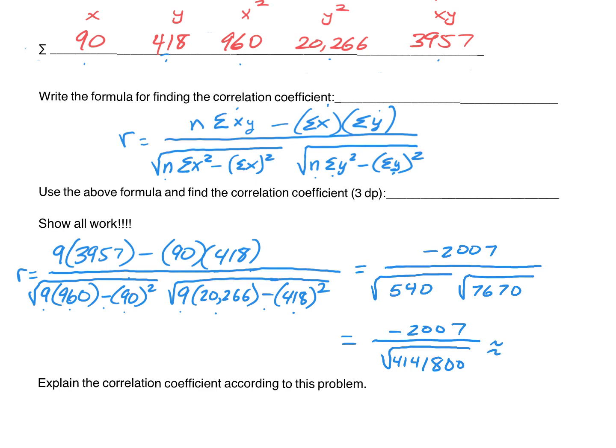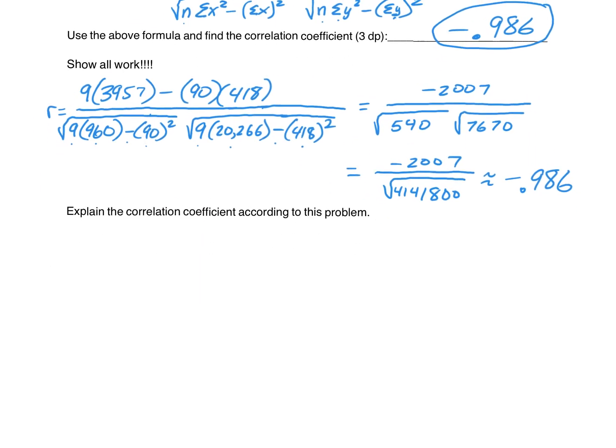And now this is what you plug into your calculator and round one time. So type in negative 2007 divided by the square root of 41,800, and it'll spit out a negative 0.986. Negative 0.986. That proves to you that it is negative, it's linear, and it's strong.